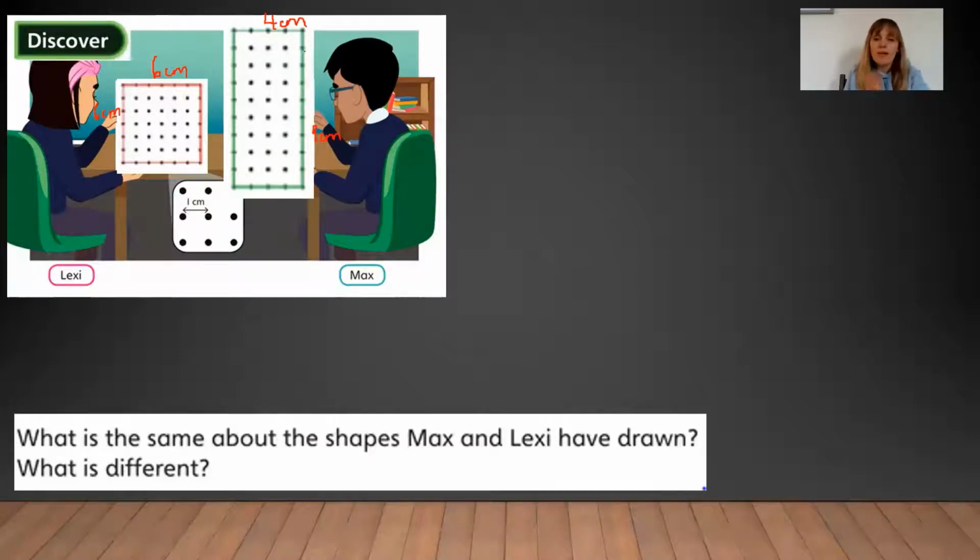So remember when we worked out the area of a shape, can you remember how we calculate the area? Well, we do the length and we multiply it by the width. So let's have a look then. So Lexi, the area of her shape is 6 times 6, isn't it? So we've got 6 times 6, which equals 36. Now, can you remember with our units, if it's the area, it's centimetres squared.